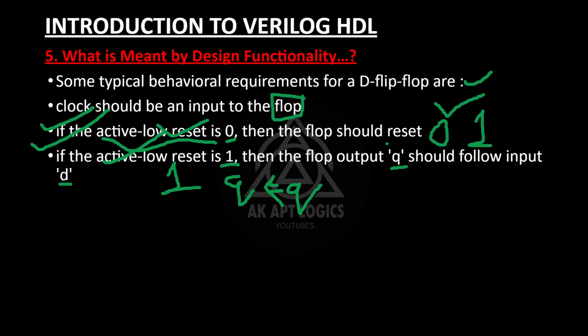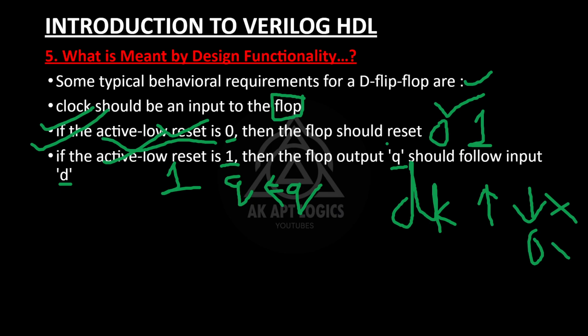When is this going to happen? When is all this going to happen? Whenever the clock is high, then only these things are going to happen, right? Whenever the clock is low or we negate it, then these things won't happen, because the output will be 0 or don't care, or the previous state. Okay.